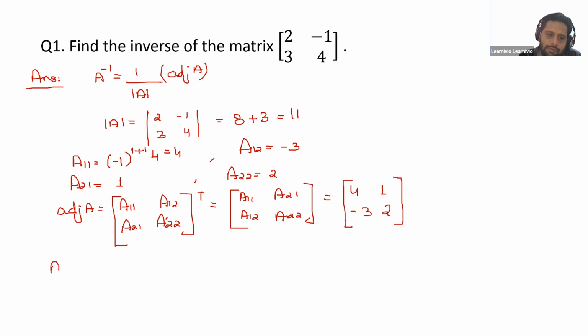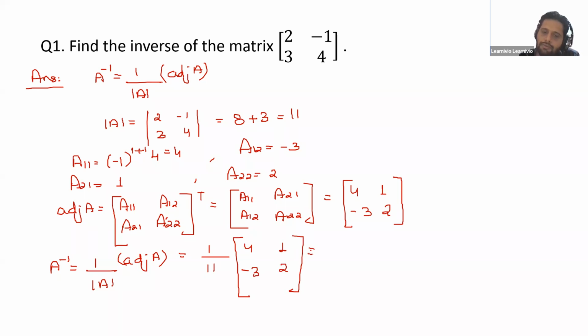Now, what is the inverse? Inverse is equal to 1 by determinant of A times adjoint of A. This is equal to, now the determinant is 11, so 1 by 11 times the matrix 4, 1, -3 and 2. So you will divide all the elements by 11 and you will get 4 by 11, 1 by 11, -3 by 11 and 2 by 11.